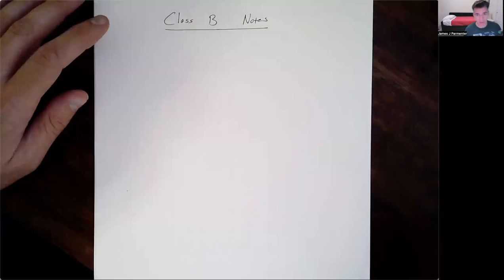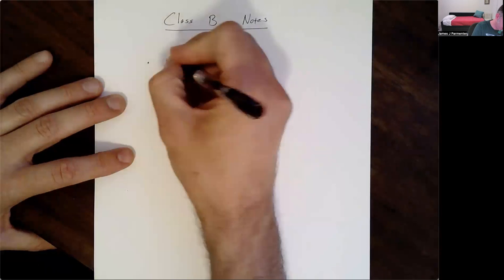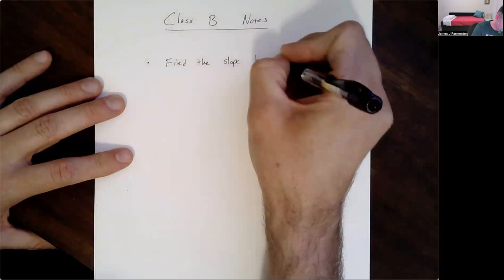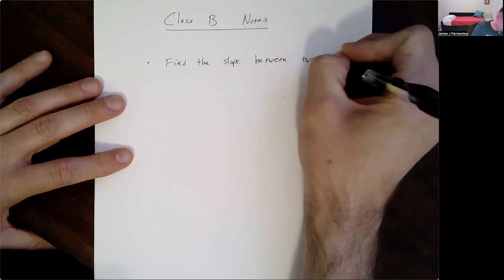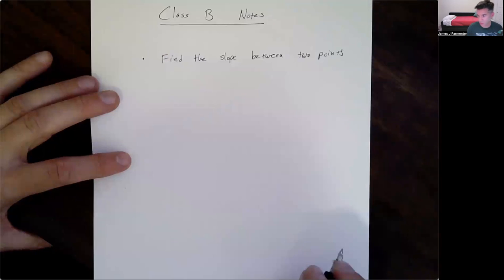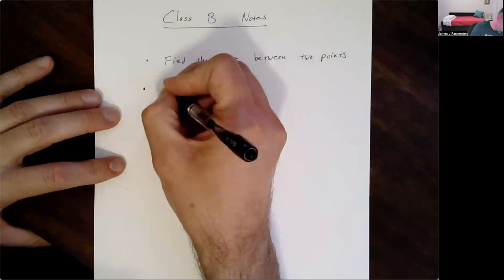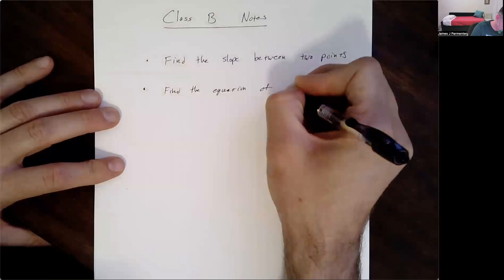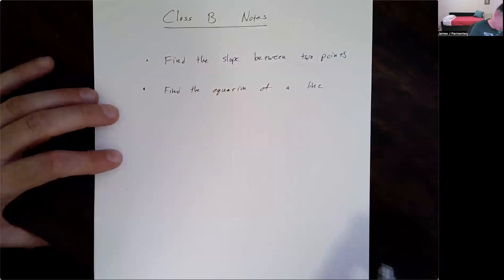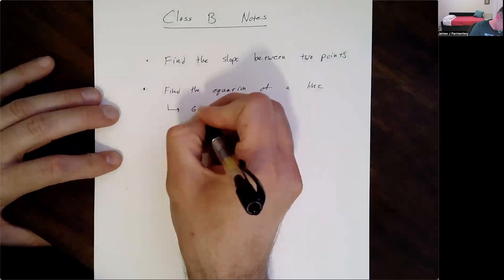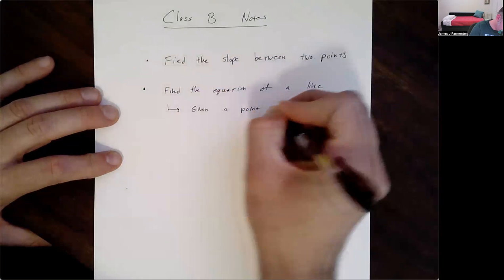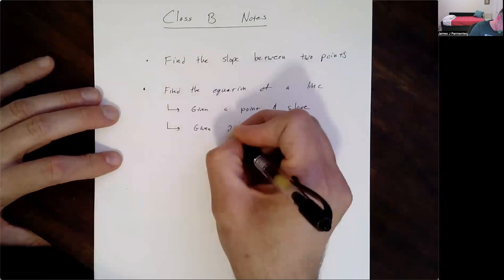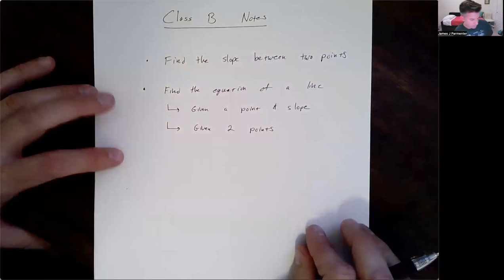So in class B, we're going to do a couple things. We're going to talk about how to find the slope between 2 points. We'll do that first. The other thing we're going to do is to talk about how to find the equation of a line, either when you're given a point and a slope, or when you're given 2 points. Yeah, that's pretty much it.